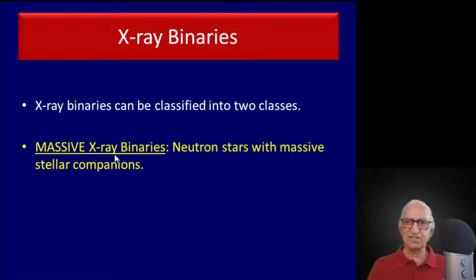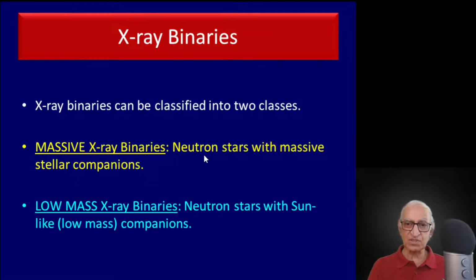Now, there are two kinds of X-ray binaries. There are massive X-ray binaries where the companion of the neutron star is a massive star, like the one we discussed in our illustration. The companion of the neutron star was a 26 solar mass main sequence star. But you can also have a situation where the companion of the neutron star is only of the order of a solar mass or even less than a solar mass. So the mass donor is a less massive star, and those are known as low mass X-ray binaries.